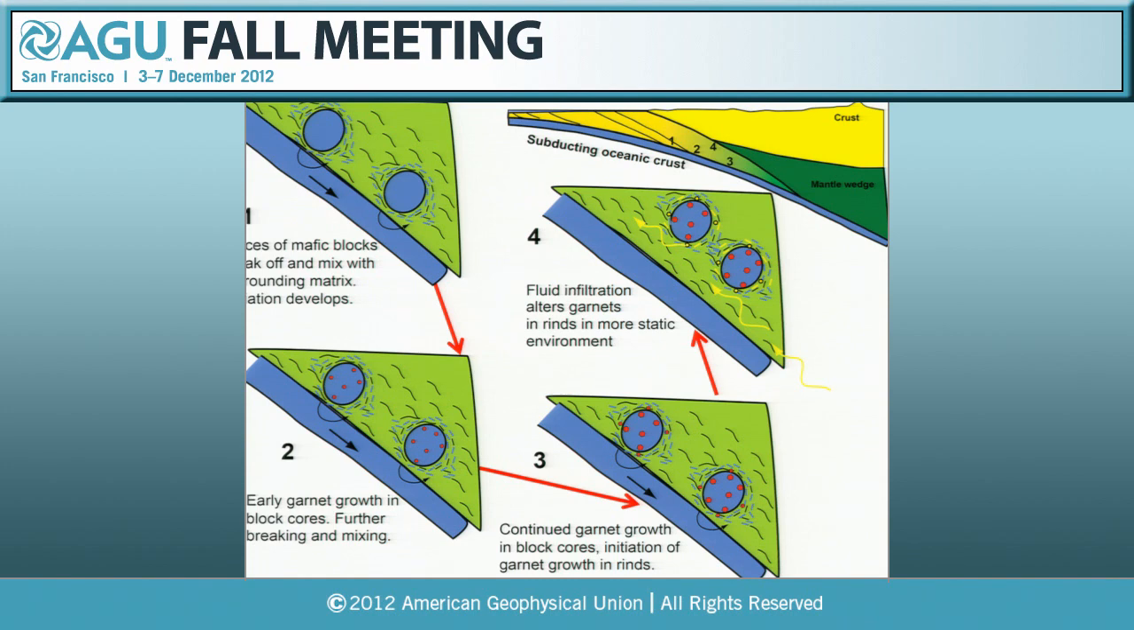Increased pressure and temperature, we have early garnet growth in the block cores, more breaking and mixing, and recrystallization. Step 3, continued garnet growth in the block cores, and at this point we might have initiation of the garnet growth in the chemically different rinds. And then very late stage fluid infiltration, adding potassium and barium, and altering the rinds in a more static environment.